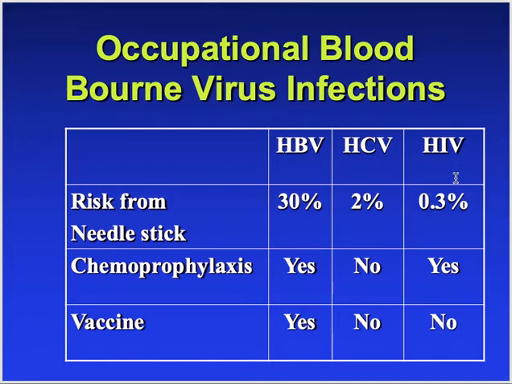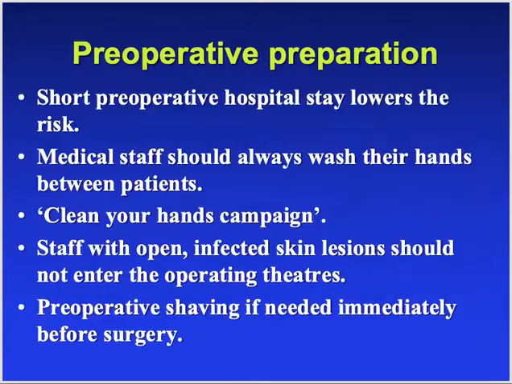Right. So this is also very important information. Okay, so you can see what the risk factor is. If you get a needle prick from a person who has three conditions, hepatitis B virus, C virus, and HIV, most probably you will get hepatitis B, but very less chance you will get HIV. Okay, and chemoprophylaxis is available for HBV and HIV, but not for hepatitis C, and vaccination is only available for hepatitis B. The same thing I was talking about, the preoperative preparation.